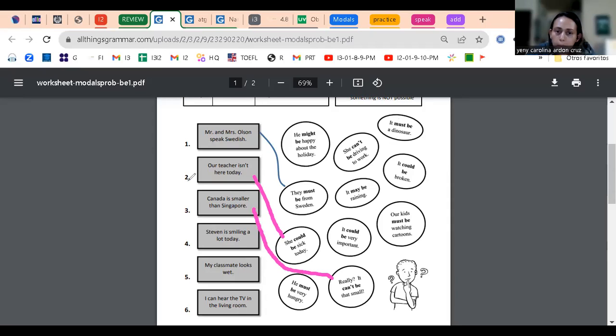He might be happy about the holidays. He must be very hungry. No. Okay, so let's read this again. Steven is smiling a lot today. So do you think that he could be, let me see, he must be very hungry? No. But he's smiling. I don't smile when I'm hungry.